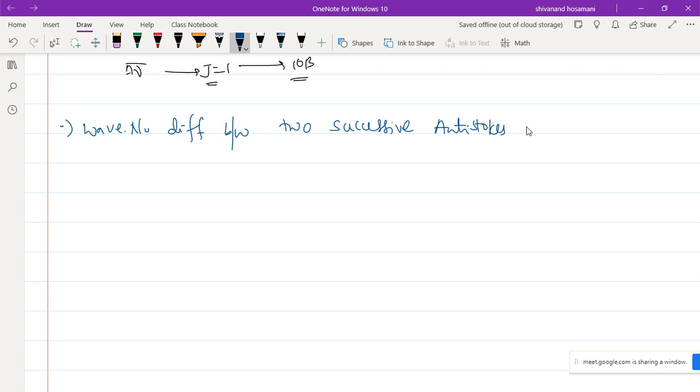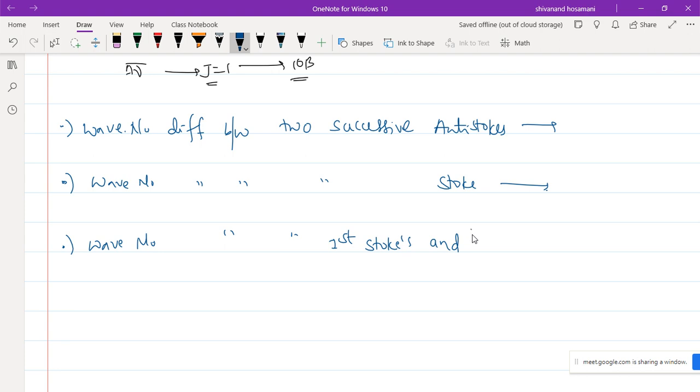What is that? The next question is: wave number difference between two successive Stokes. What is that? Next, wave number difference between first Stokes to first Stoke and first anti-Stoke. Can you tell me the answers for all these? To observe it, tell me the answers.